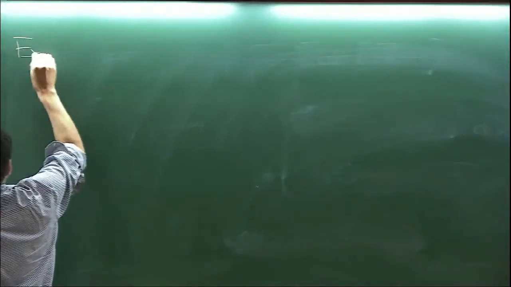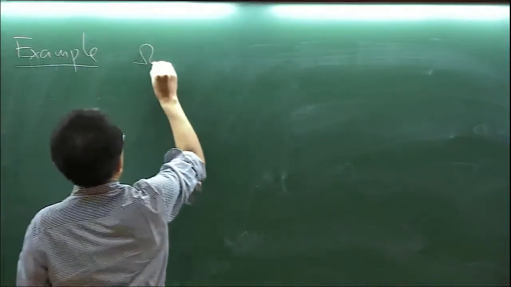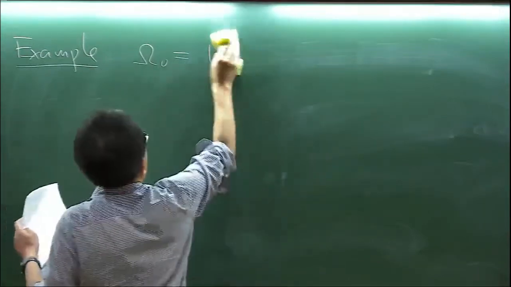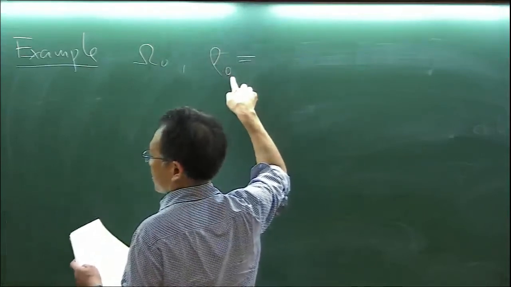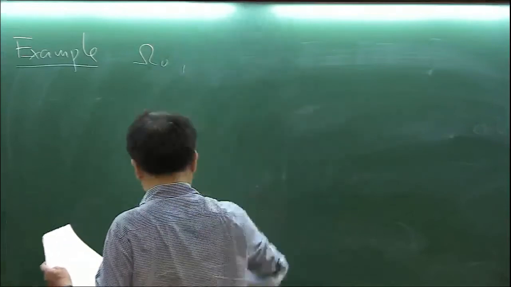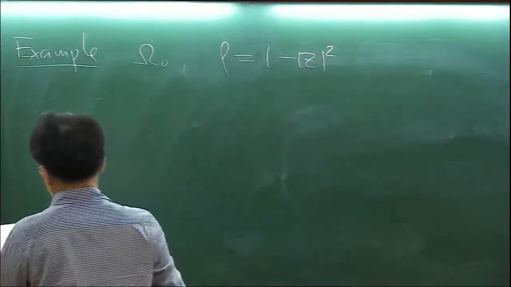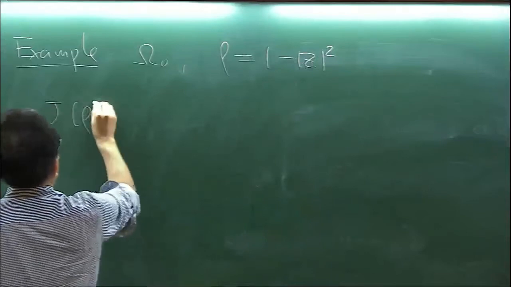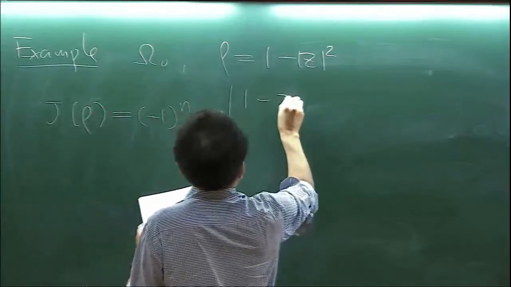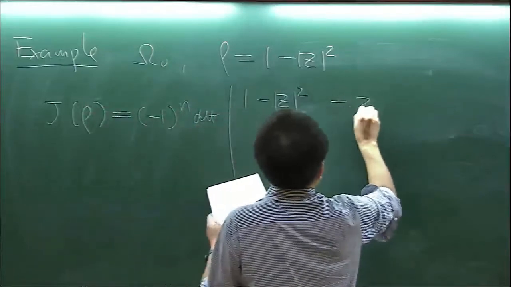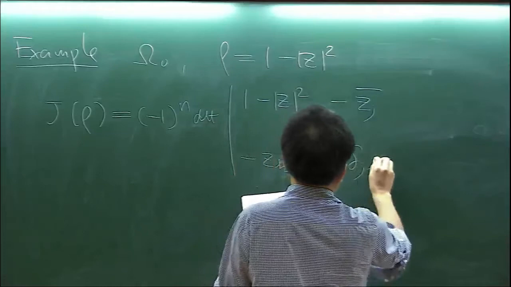So, example: it is always the ball, because we have no other example. So rho equals 1 minus |z| squared. Then if you apply J to this, it is (-1)^n times the determinant of the matrix with entries minus z_j-bar, minus z_k, and here the Kronecker delta jk.